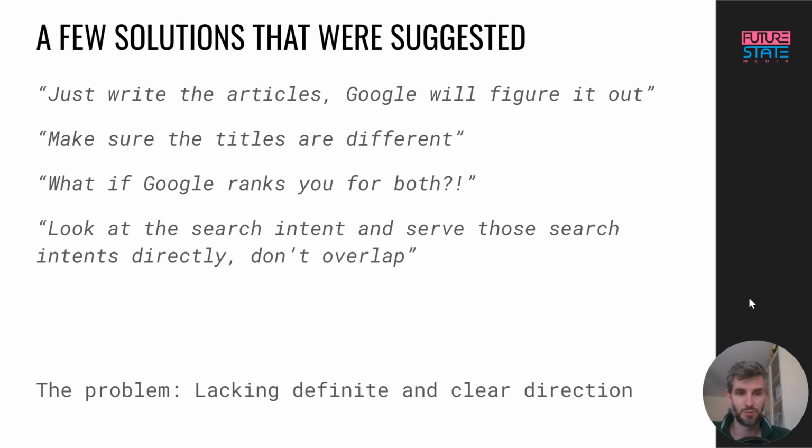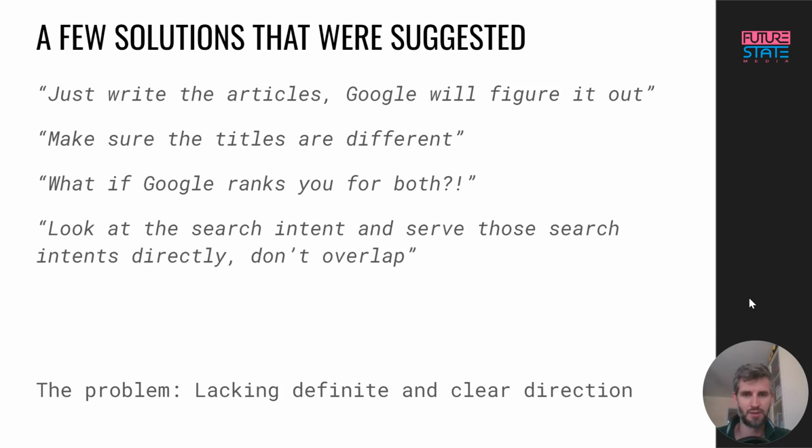A few solutions were suggested, which I don't disagree with, but here we go with some of the solutions that were mentioned in the Facebook group when we were talking about this. Just write the articles, Google will figure it out. Make sure the titles are different, but what if Google ranks you for both? So is this even a problem? Look at the search intent and serve those search intents directly, don't overlap.